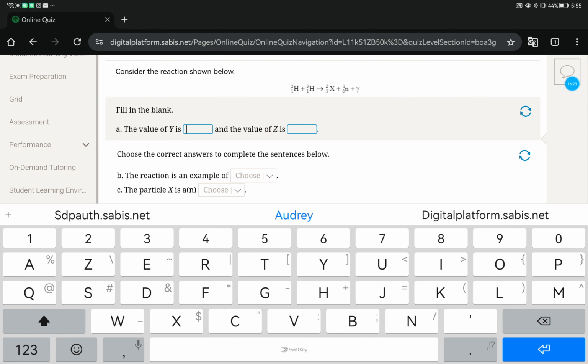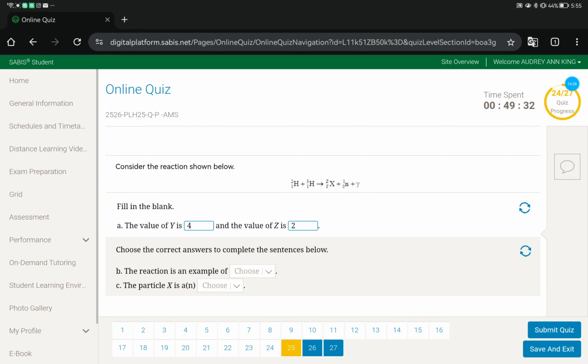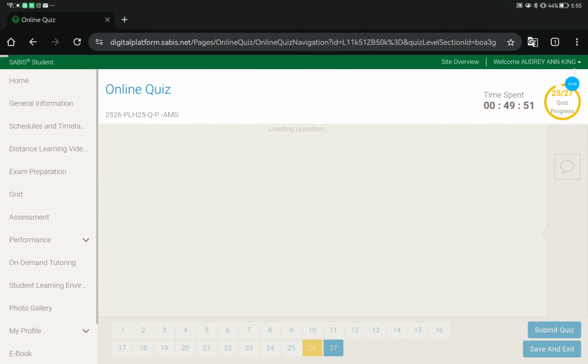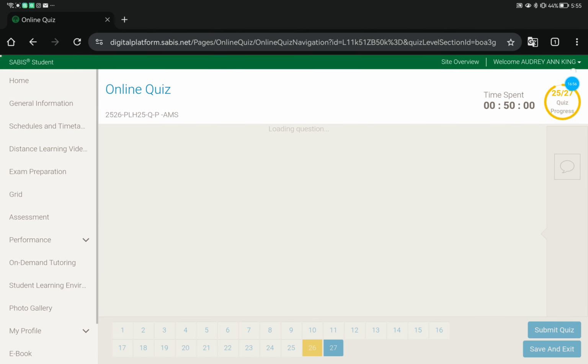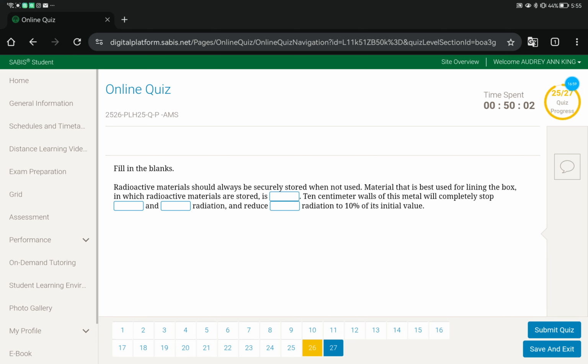So yeah, the value of Y is 4 and the value of Z is 2. Sorry if I got it wrong. Okay, the reaction is an example of fusion, and particle X is an alpha particle because it's helium, so that's why it's an alpha particle.